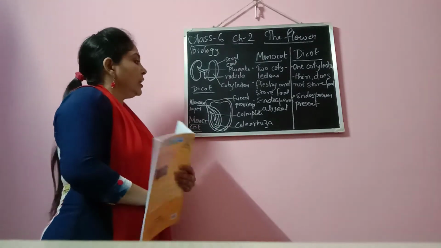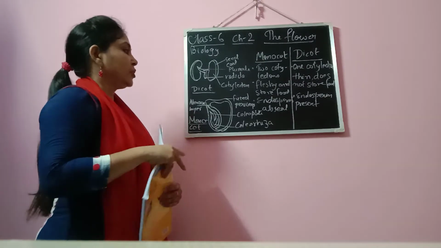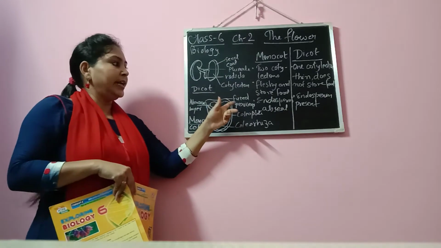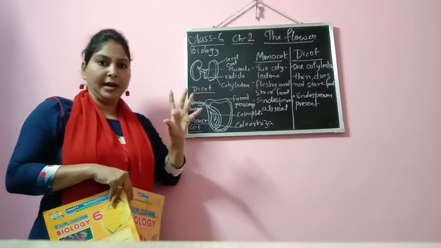So this is monocot seed. In monocot seed we have seen there is no separate seed coat, as it is fused with the pericarp.